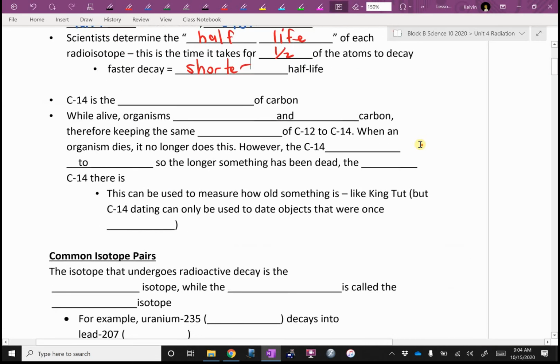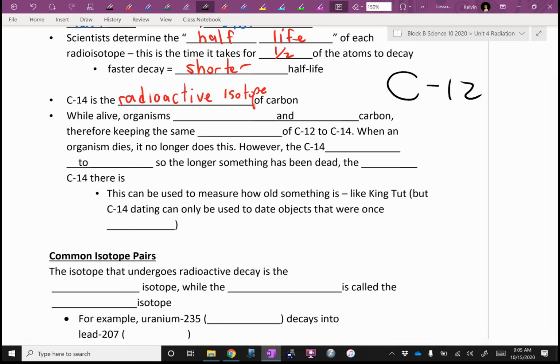Back to the notes. So one of the more interesting ones is carbon-14, C14. It is the radioactive isotope of carbon. Normally carbon has a mass of 12. That's the one that's on your periodic table. That's the stable one. Carbon-14 has picked up a couple of extra neutrons. How? Typically it happens in the atmosphere with cosmic rays bombarding the Earth. There's stuff going on up there.